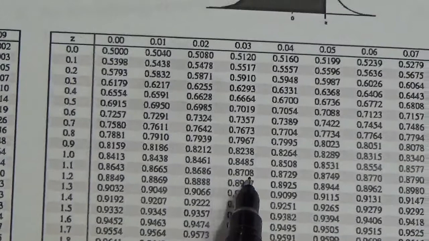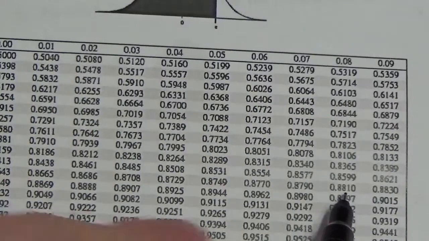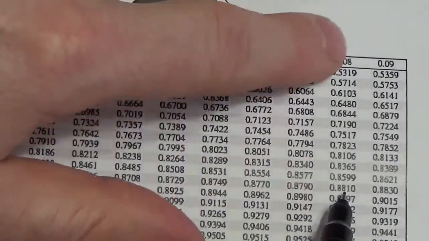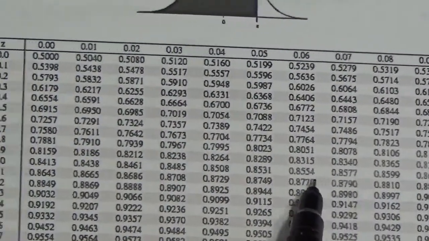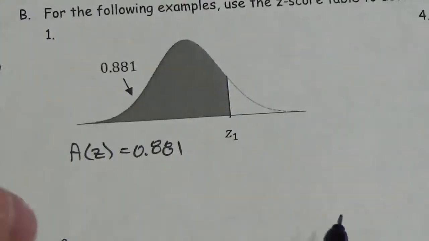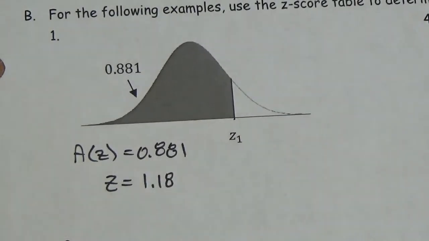888, okay, so maybe I got to jump to the above line here. And there it is, right there, 0.881. So this is the one that I want here. Now when I slide, well, the easiest thing to do for me right now is to slide up. I know that it's going to end in an 8. Okay, so now if I take this and slide this back here, I'm getting 1.1. So I know that my z-score here must be 1.18. That's basically what we're doing. We're just looking for that area in the chart here.